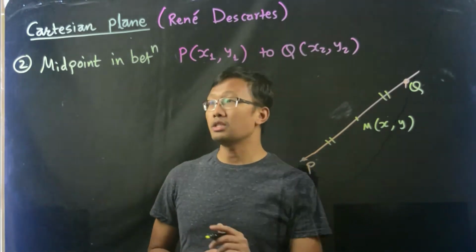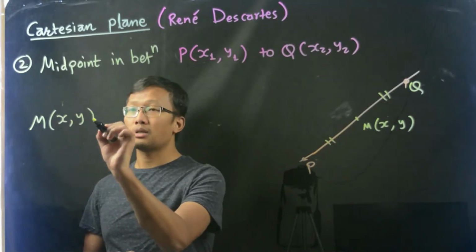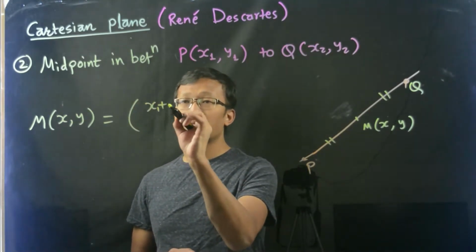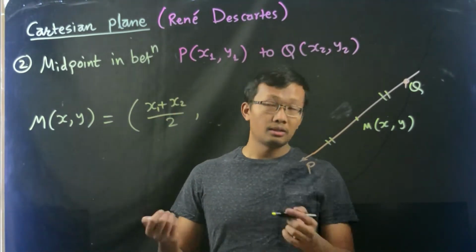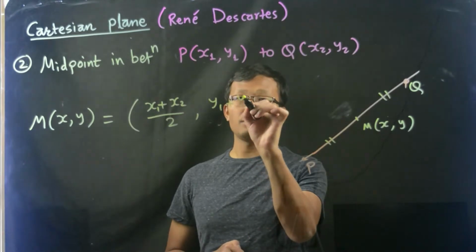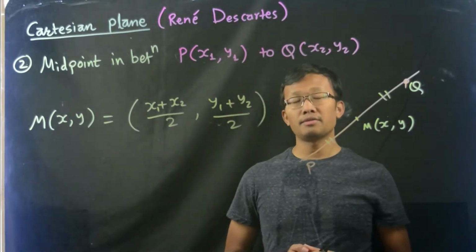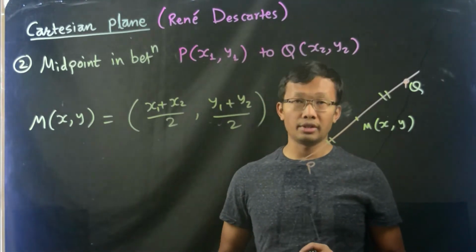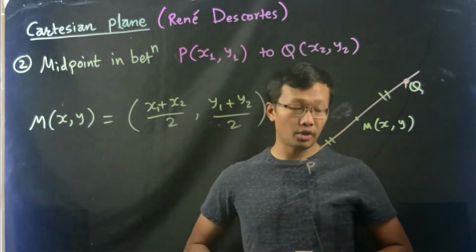Then in this situation, the coordinate of M(x, y) would be simply (x1 plus x2) divided by 2, (y1 plus y2) divided by 2. We are just taking the average of the x coordinates and y coordinates. Okay, so that's the midpoint between any 2 points.